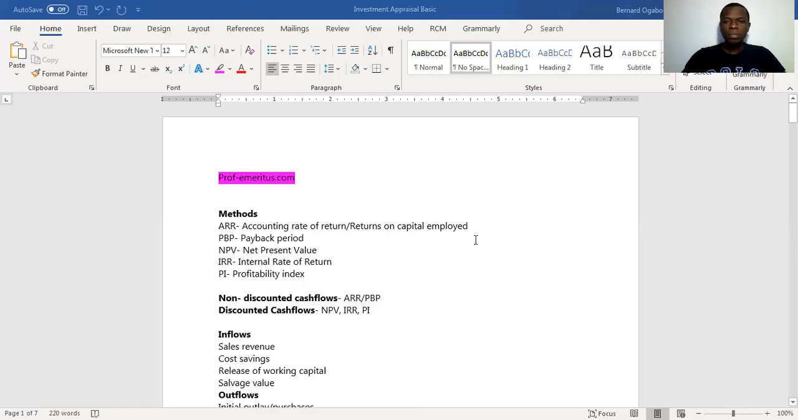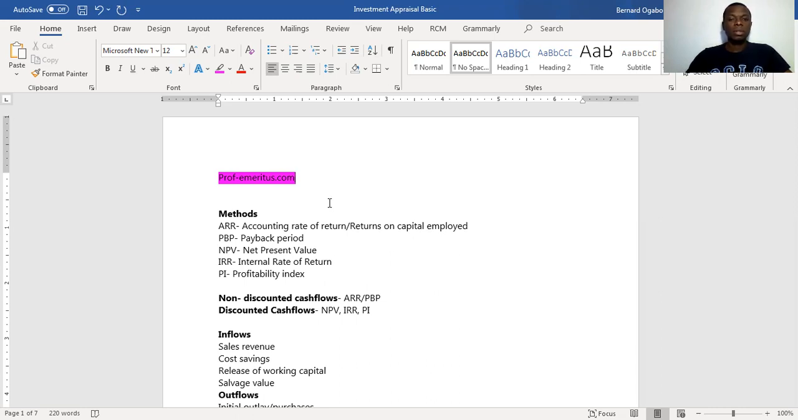examples. But before I go further, let me share the screen that will be the worksheet for these illustrations to help you follow this lecture easy enough. I would like you to go to prof-emeritus.com. That's my web page. If you go to prof-emeritus.com, go to the subject area of financial management.